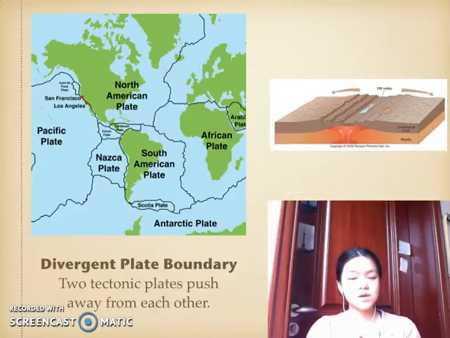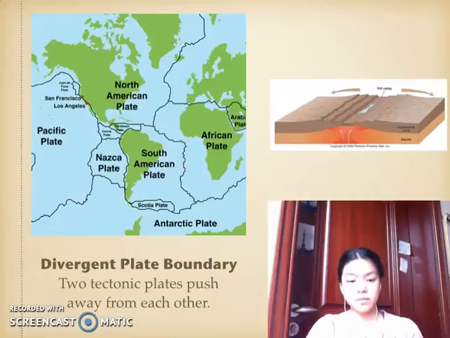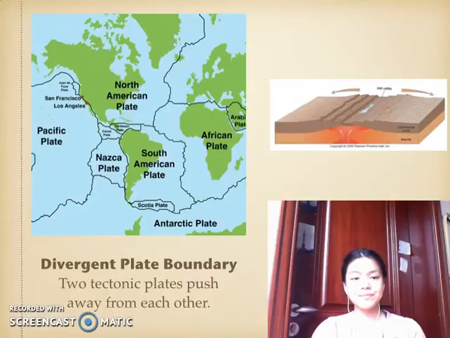And you guys have probably noticed that the eastern part of South America and the west part of Africa are somehow complementary. And it was thought that they used to stick together, but tectonic plate movement ripped them apart. The plate boundary between them is a divergent plate boundary, which is called the Mid-Atlantic Ridge.